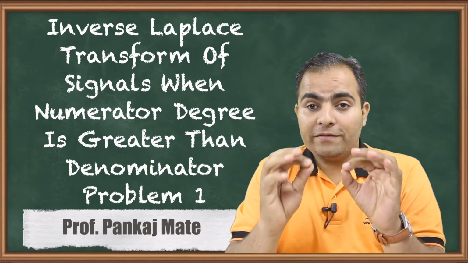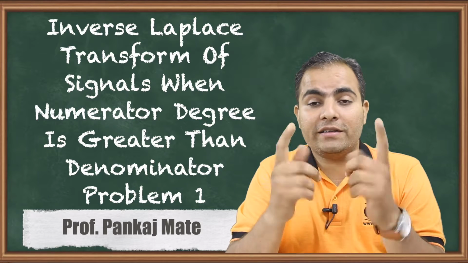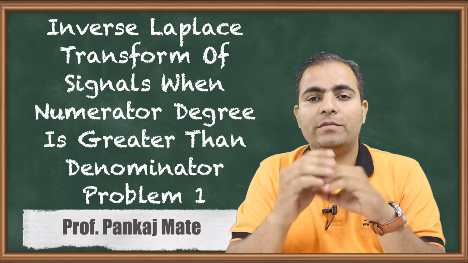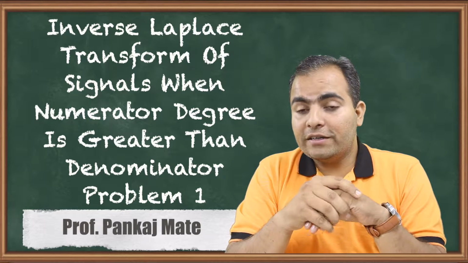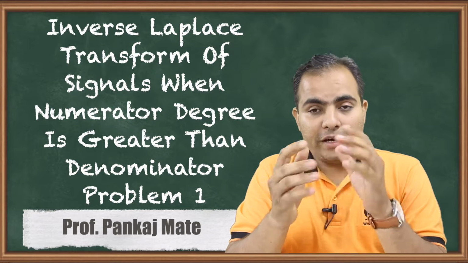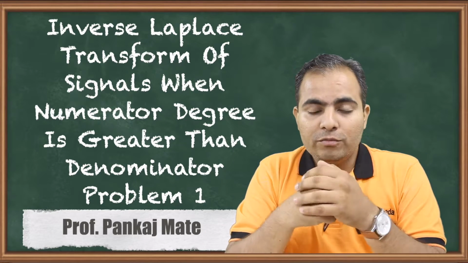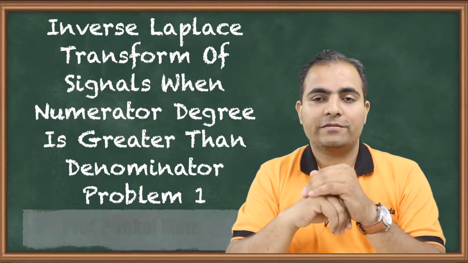I will repeat. If the degree or order of the denominator part is greater than the numerator, then we can move on to inverse Laplace transform or calculate the inverse Laplace transform of the given function. But if the degree of the numerator is greater than the denominator, then what to do? We have to perform a division method. Now, how to proceed? I'll show you. But first of all, go through the question.